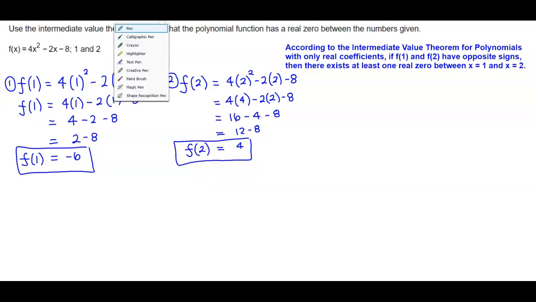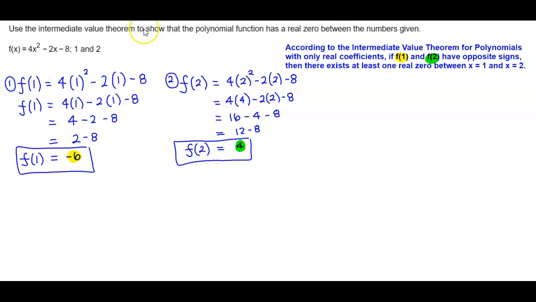Now let's go back to the definition. What does the definition say? It says that according to the intermediate value theorem for polynomials with only real coefficients, if f of 1, which is negative 6, and f of 2, which is positive 4, have opposite signs, then there exists at least one real zero between x equals 1 and x equals 2. So because they are opposite signs, there exists at least one real zero.